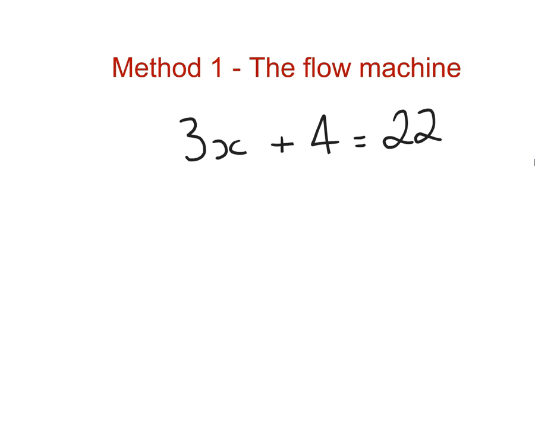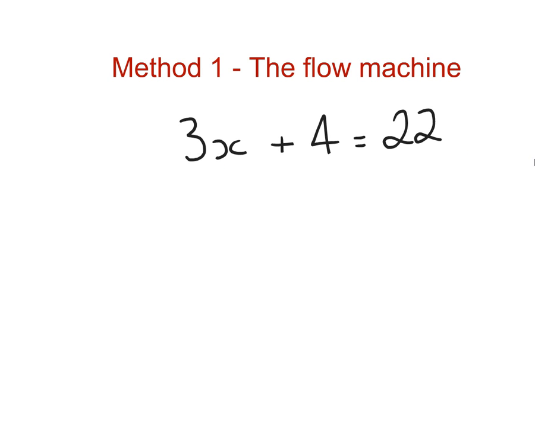But let's take a look at the first example. Here we have the flow machine method. Now, this is a nice, easy method for solving an equation like this one here. However, it does not work if I put another x on this side of the equation. If we have 2 x's, one on this side and one on that side, it causes a real problem. So, just to warn you, this method does have its limitations. But anyway, let's get on with the method.